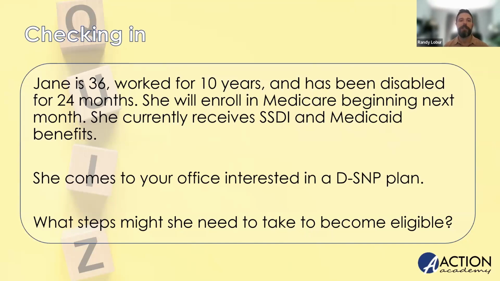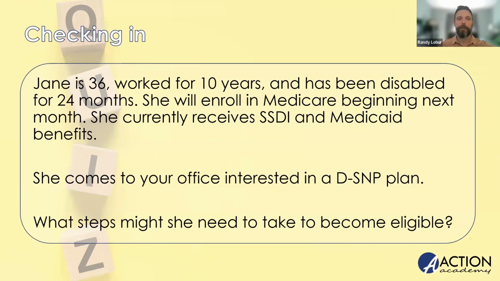What steps might she need to take to become eligible, whether they are automatic or not? So we need to look at what savings program she is eligible for. It should be an automatic process like you stated before, but unfortunately sometimes it isn't. So when she enrolls in Part A and Part B, we just need to make sure and check her eligibility.